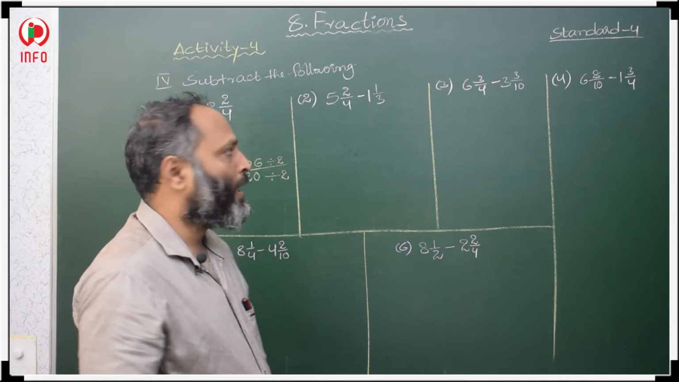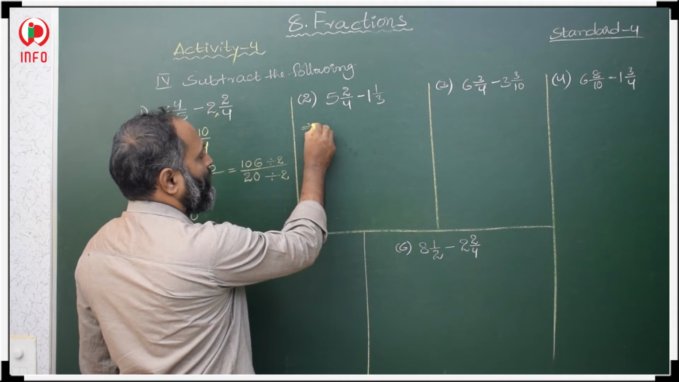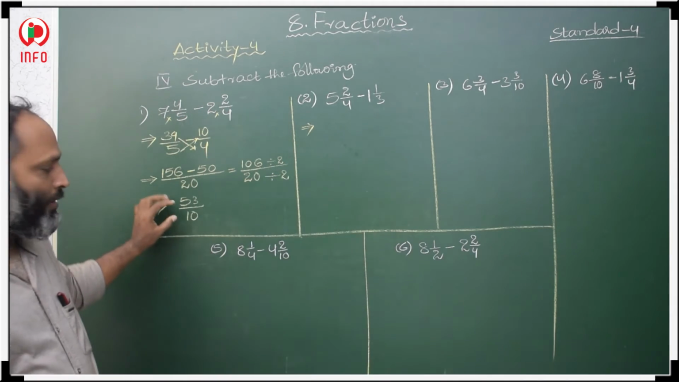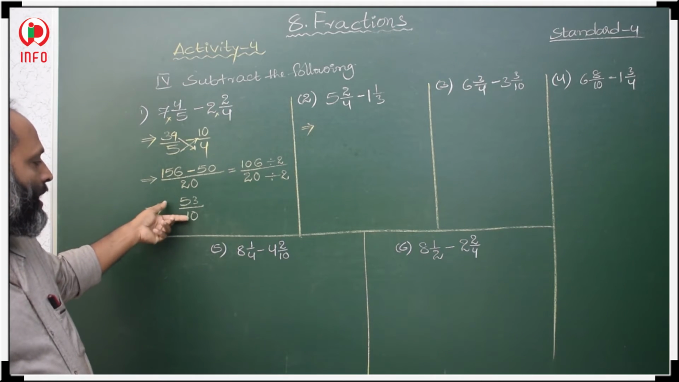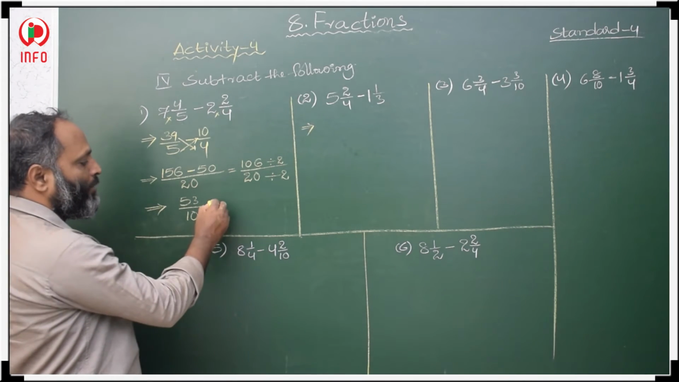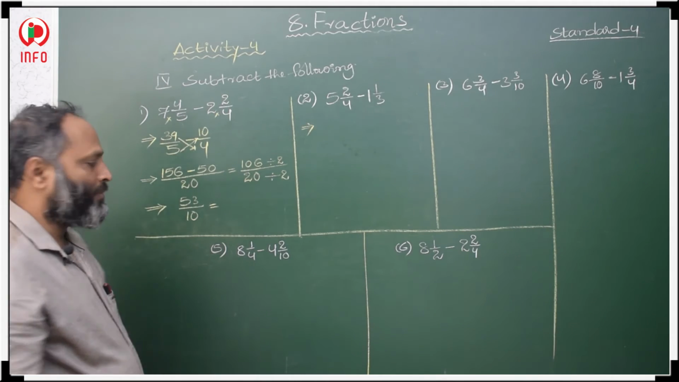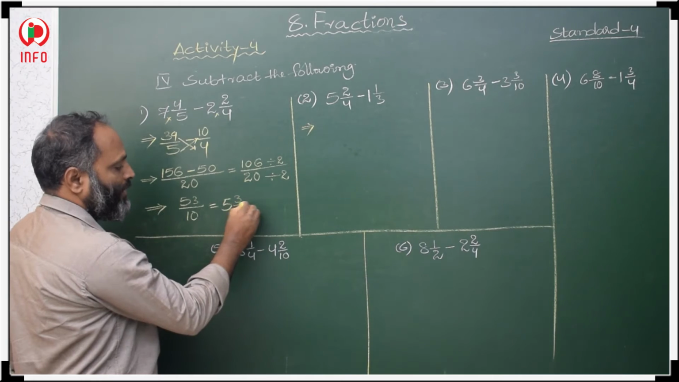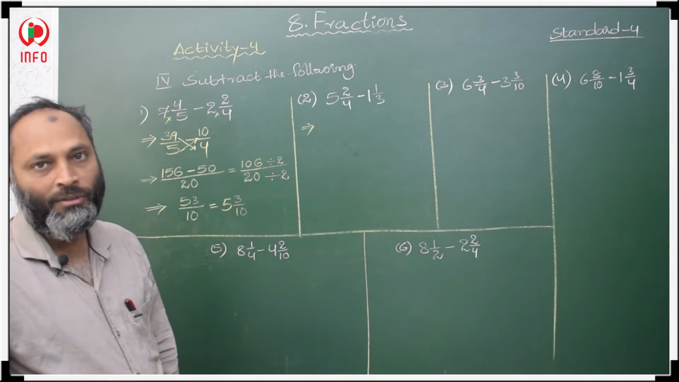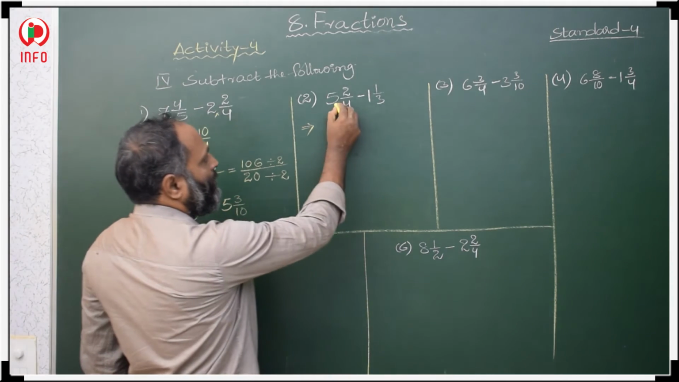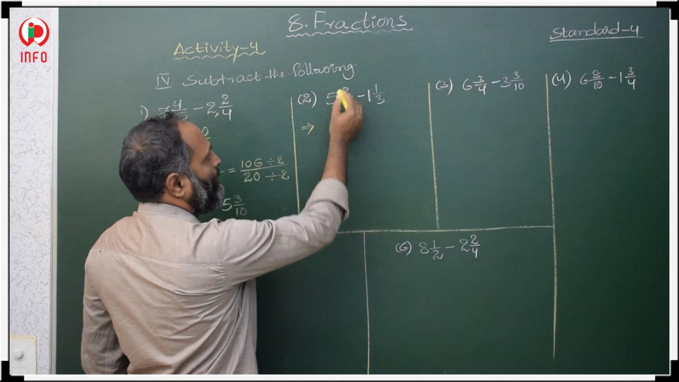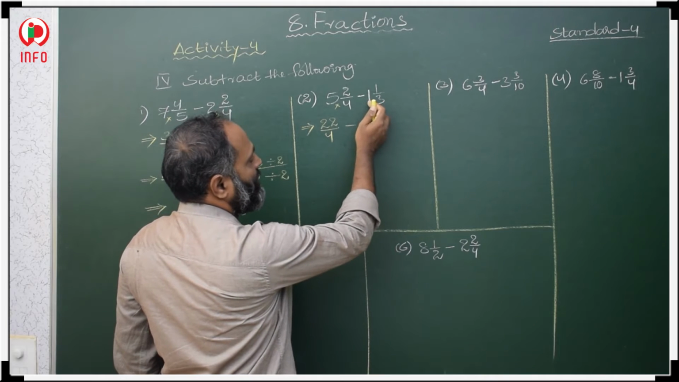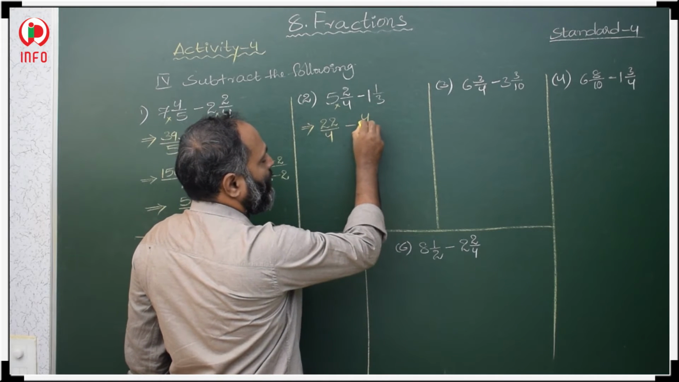Now before that, see here, 53 by 10 is an improper fraction. So we have to convert this improper fraction into a mixed fraction. 10 5s are 50, 3 left, that is 3 by 10. 5 3 by 10 we have to write. Now multiply these two. 4 5s are 20, 20 plus 2, 22. 22 by 4 minus 3 1s are 3, 3 plus 1 is 4, 4 by 3.